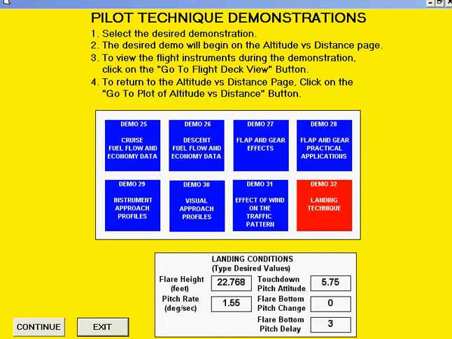As we repeat the perfect landing, after flare height is reached, notice the gradual change in pitch attitude with decreasing altitude as power is gradually reduced to idle. In particular, note that the target pitch attitude of 5.75 degrees is reached prior to touchdown at approximately 3 feet, after which the rate of descent continues to decrease to 0 as the wheels touch.